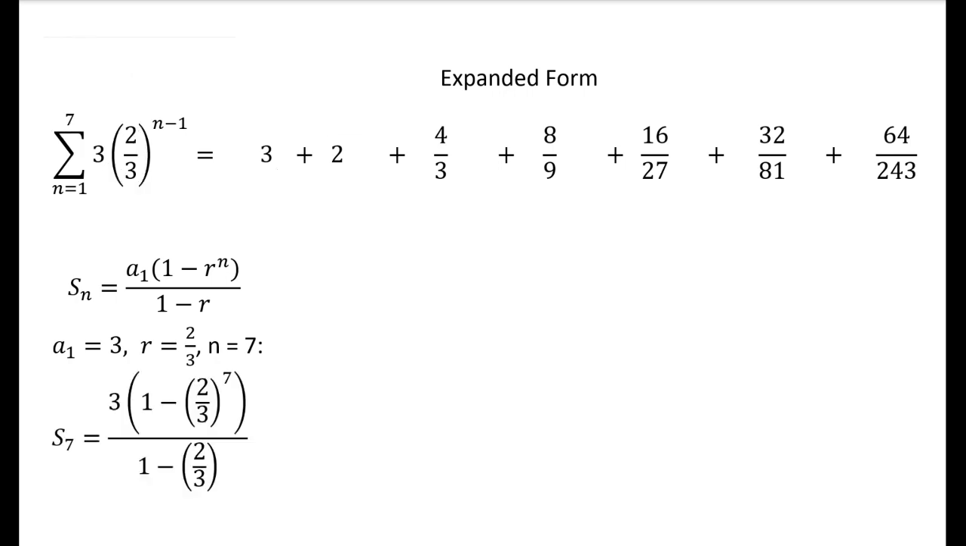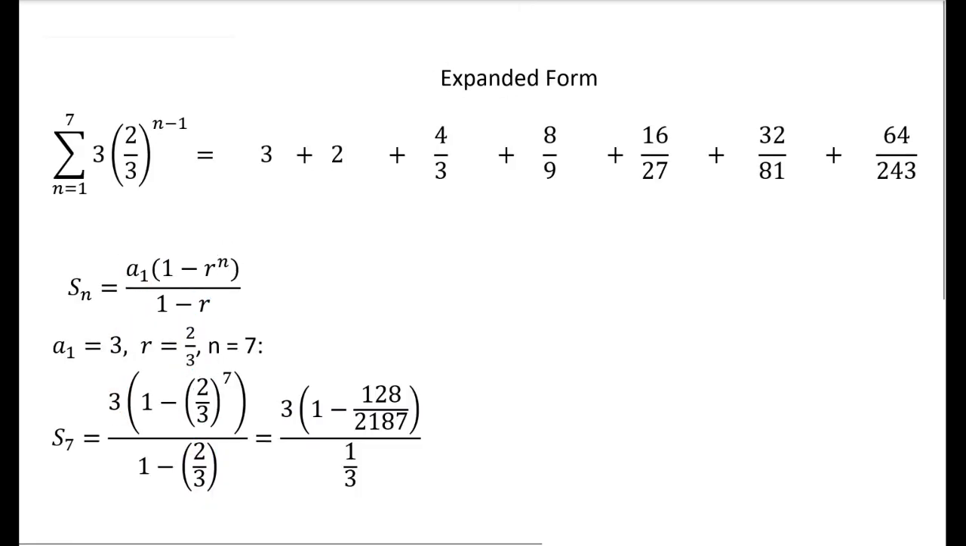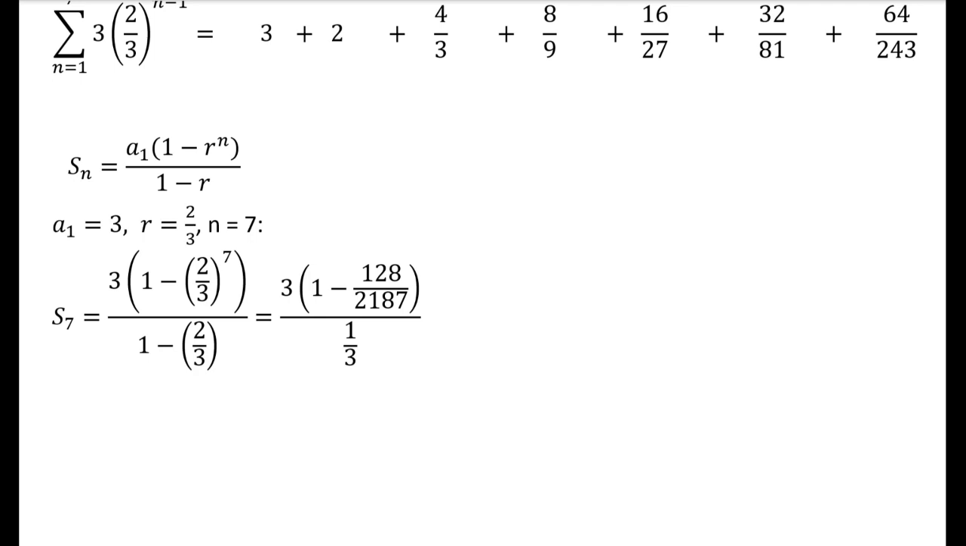So what we're going to do is plug those into that formula. We know that N is 7. We know that A1 is 3. And then we also know that R is 2/3. So we went ahead and plugged it in. All right, so now that we plugged it in, we got to do the math. So we got 2 to the 7th power is 128. 3 to the 7th power is 2187. 1 minus 2/3 is 1/3.